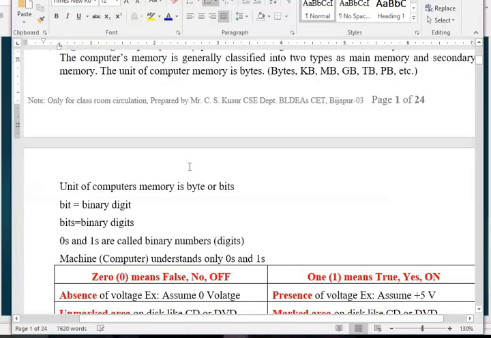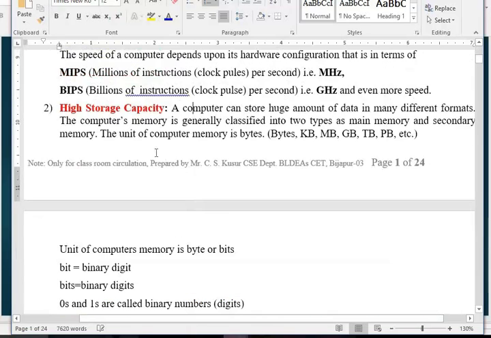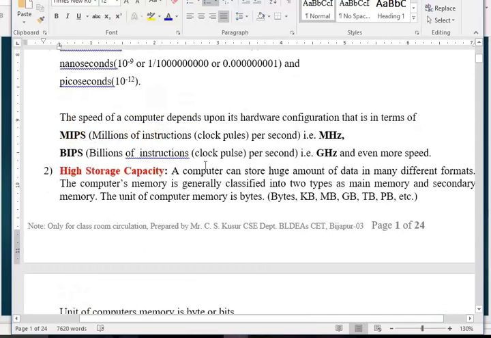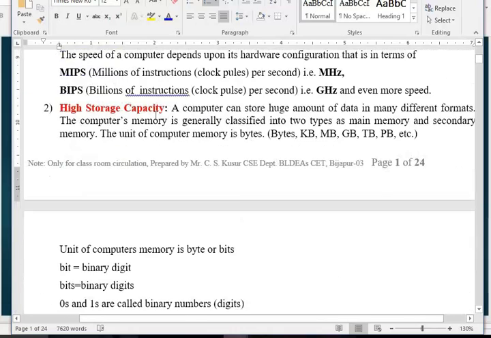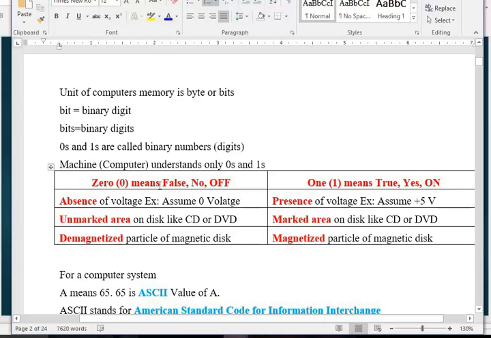Next one is high storage capacity. We will discuss in detail about high storage capacity in the next lecture video. Okay. Take a break. Relax for some time. Then come back. And shortly I may upload the next lecture video in which we discuss high storage capacity.